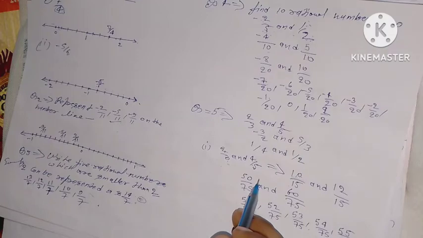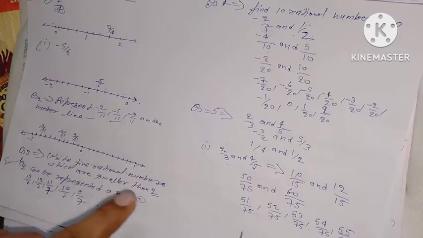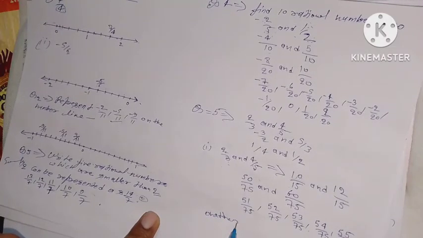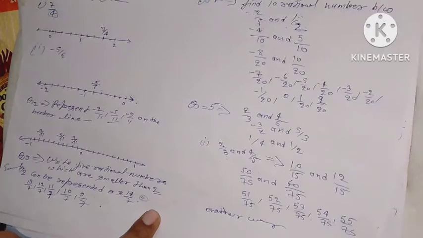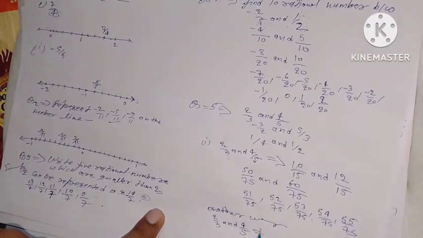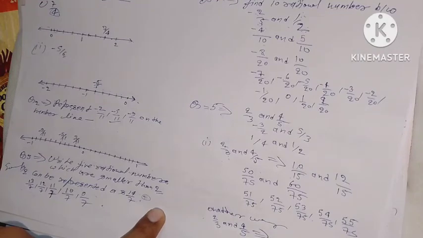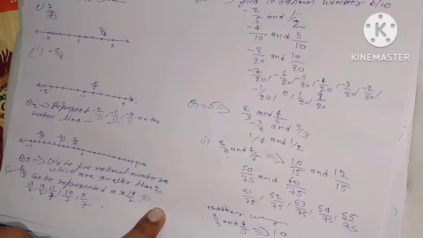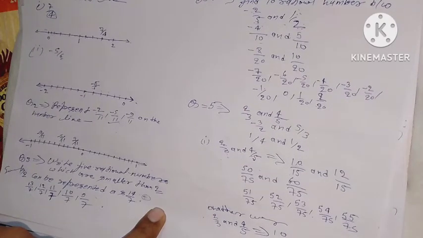Now in another way, 2 upon 3 and 4 upon 5. We will multiply by 5 of the value. This gives 5 times 2 is 10 upon 5 times 3 is 15, and 3 times 4 is 12 upon 3 times 5 is 15.